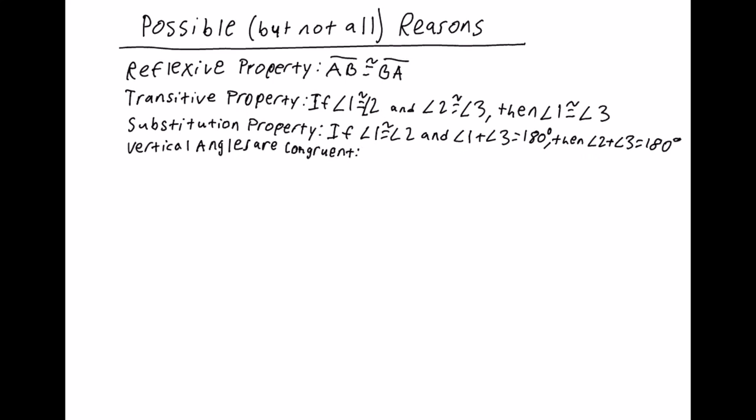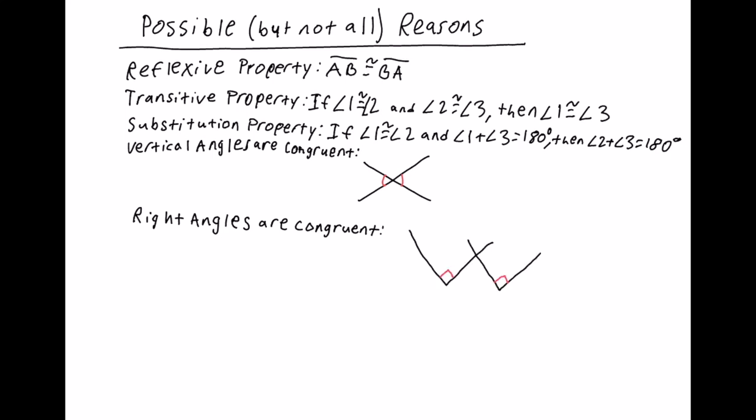And some more of these will be more like statements of things you know. A big one that's used is vertical angles are congruent. So if you have two lines that intersect each other, the opposite angles are vertical angles, and those are always congruent. Next one is that right angles are congruent. So if you have two right angles here, they are congruent. Right angles are always 90 degrees, therefore they're congruent.